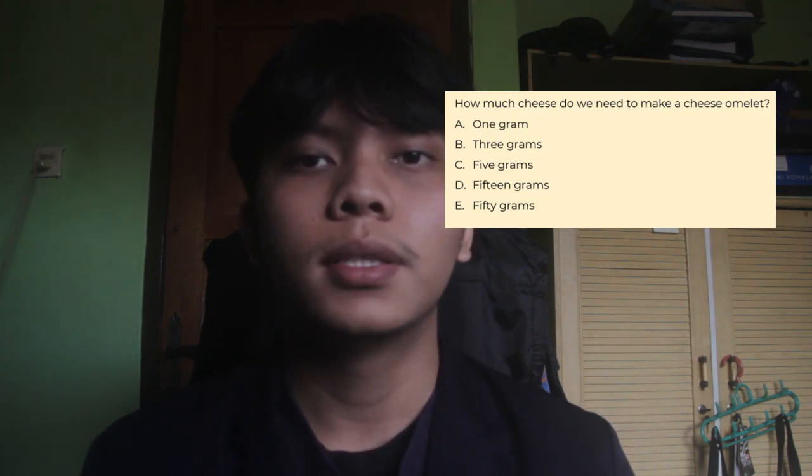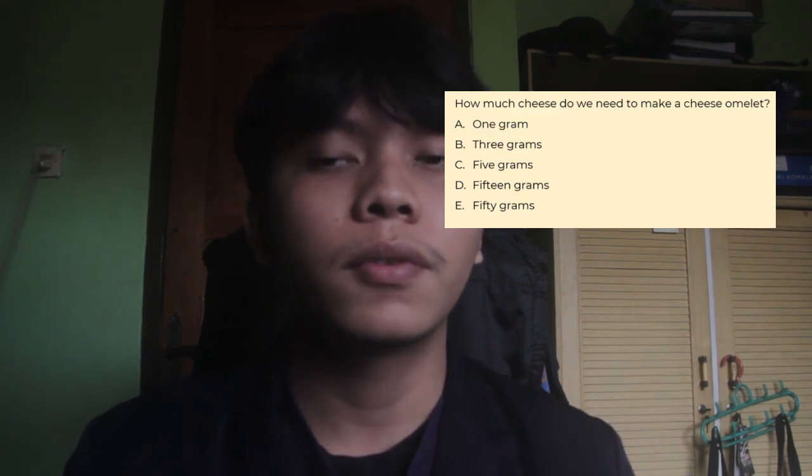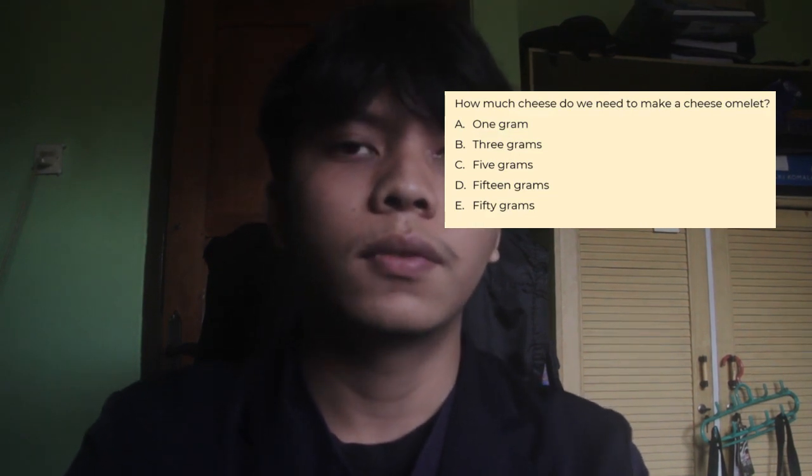Okay, for the next question: how much cheese do we need to make a cheese omelette? A. 1 gram. B. 3 grams. C. 5 grams. D. 15 grams. Or E. 50 grams. I give you 5 seconds to answer. 1, 2, 3, 4, and 5. You can see the answer in the ingredients. That is 50 grams, not 15 grams. So the answer is E. 50 grams.